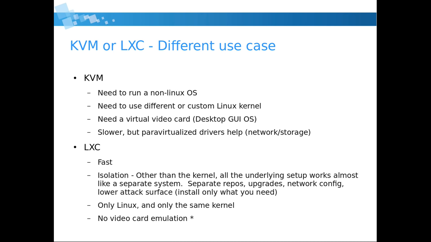LXC is very fast because you're pretty much running the same code as you would, just isolated and jailed up by the kernel. So it's near line performance with just running the stuff bare. It does provide you the isolation that you want out of the whole point of doing this stuff. You get to isolate the OS, the user level stuff underneath, so that you can treat it like a separate system. You can do your upgrades on there separately. You can do your configuration. The networking configuration could be totally different.